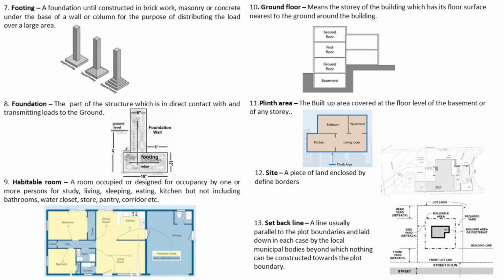Site, a piece of land enclosed by defined borders. Setback line, a line usually parallel to the plot boundaries and laid down in each case by municipal local bodies, beyond which nothing can be constructed toward the plot boundary. If you can see in this picture, this is the rectangular plot and the dotted line is showing the setback line beyond which you cannot construct anything. This is actually given by every city's DCR, so we will be discussing that in a different video.